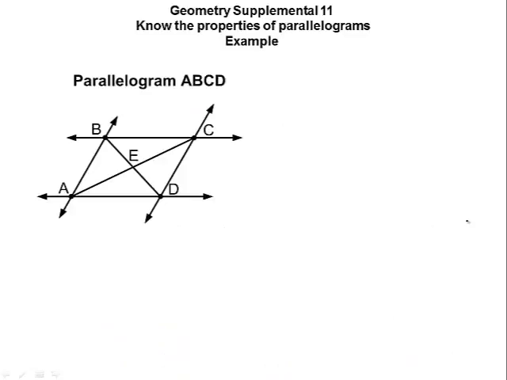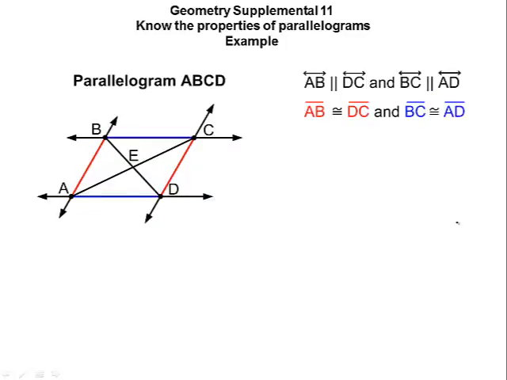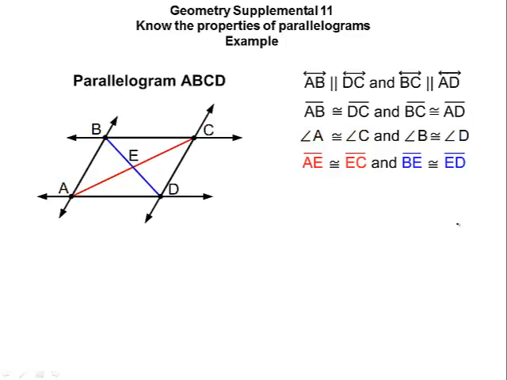Here we have this parallelogram ABCD. E is the point where the diagonals are bisecting. AB and DC are parallel, and then BC and AD are parallel. So opposite sides are parallel. The opposite sides of the parallelogram are congruent, so AB is congruent to DC and BC is congruent to AD. Angle A is the same as angle C, and angle B is the same as angle D. And then AE, so that's this piece right here, is the same length as EC. And BE, that's this little piece, is the same as ED because they cut each other in half.